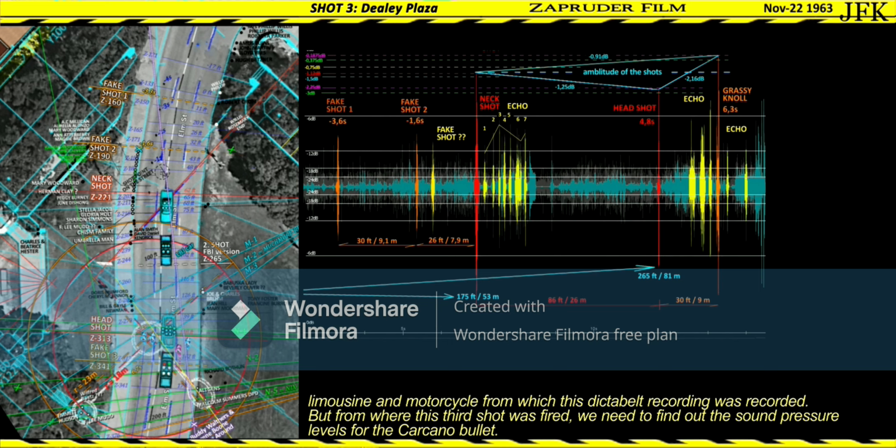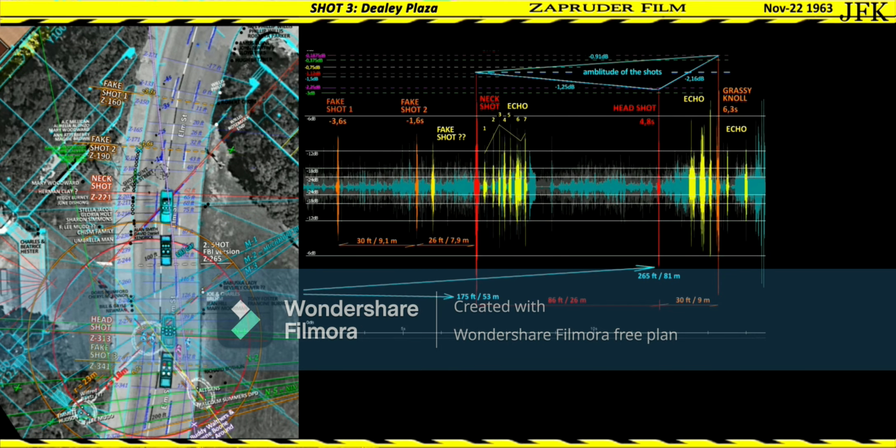Clint Hill's statements have been somewhat ambiguous on this matter, which is understandable from someone who was involved in the Kennedy assassination. Clint Hill has said that he only heard 2 shots, the 2 that hit Kennedy, and that the last one sounded like a revolver. But from where this third shot was fired, we need to find out the sound pressure levels for the Carcano bullet.